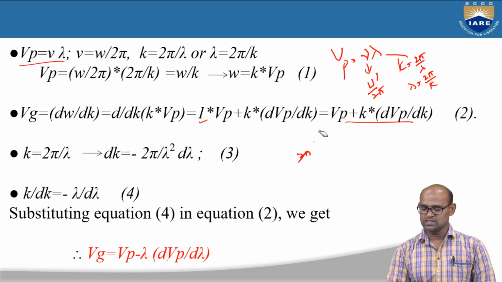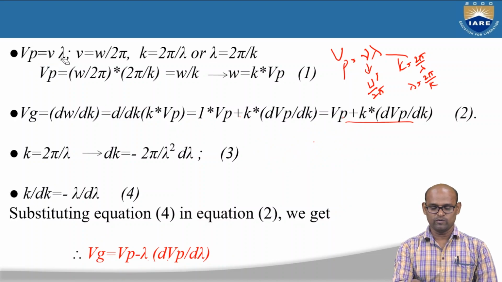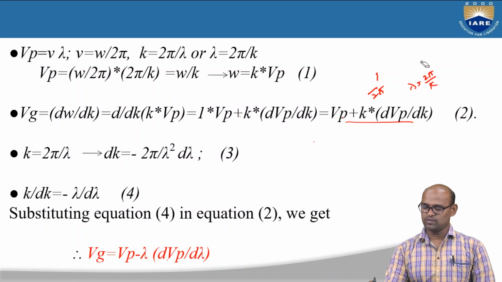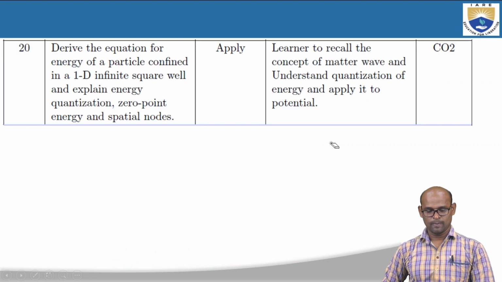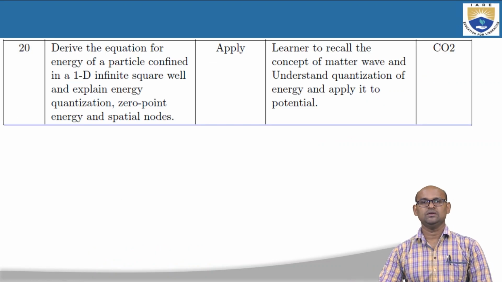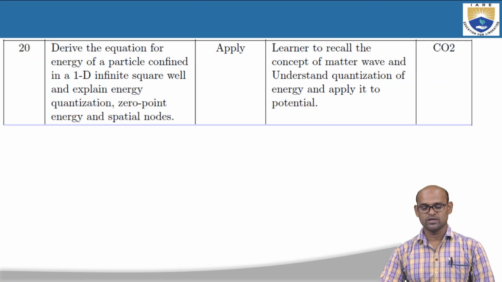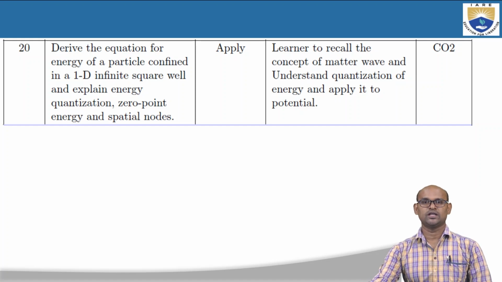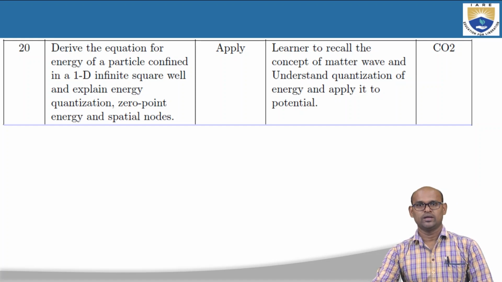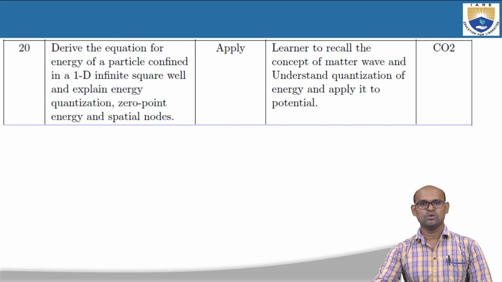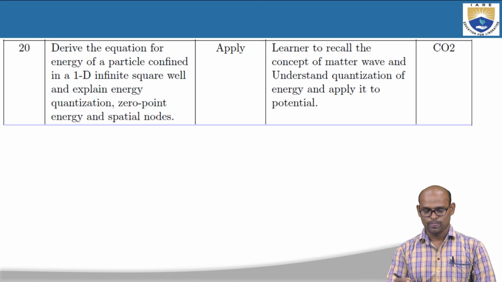So we have defined what is phase velocity and what is group velocity, and then we have deduced a relation between the phase velocity and group velocity. Okay, so the last question in part B is: derive the equation for energy of a particle confined in a one-dimensional infinite square well and explain energy quantization, zero point energy and spatial nodes.